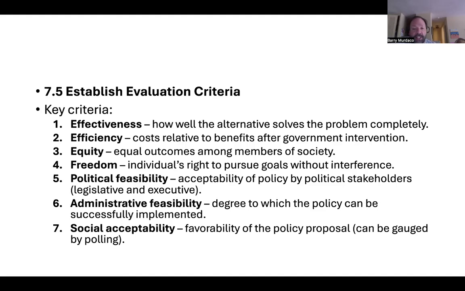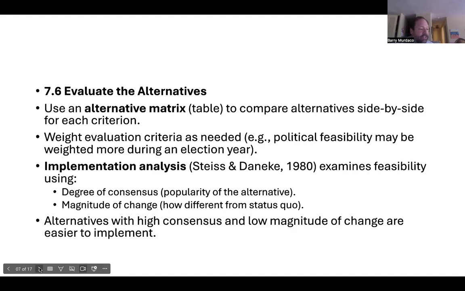And then finally, social acceptability, the favorability of the policy proposal, which they argue can be gauged by polling, even though polling data can often be very volatile and inconsistent. Although for some things, like single payer healthcare, there has seemingly been a pretty strong majority in favor for a long time now, even if it's a fairly slight majority. When you look at Democratic voters, for example, that number often goes up to 70, 80% of voters for the Democratic Party.